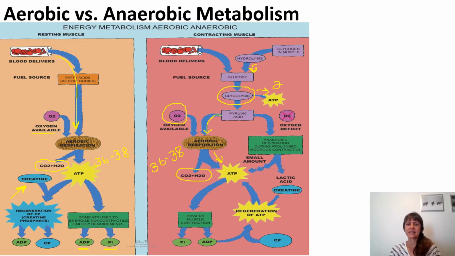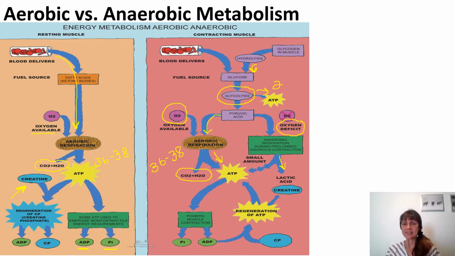Now, as ATP is used up, and if an oxygen deficit is created because we're using more energy than we can breathe in oxygen to maintain oxygen for the mitochondria, then the body, and by the body I mean the muscle cells, muscle fibers, will start to produce lactic acid and very small amounts of adenosine triphosphate.